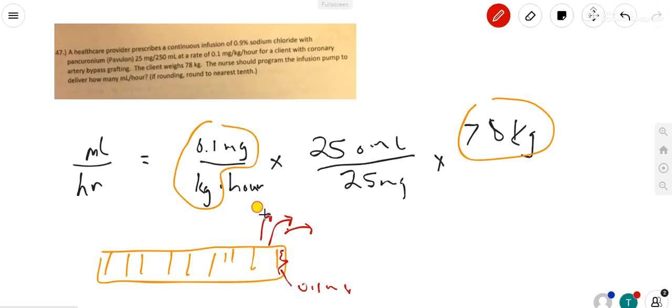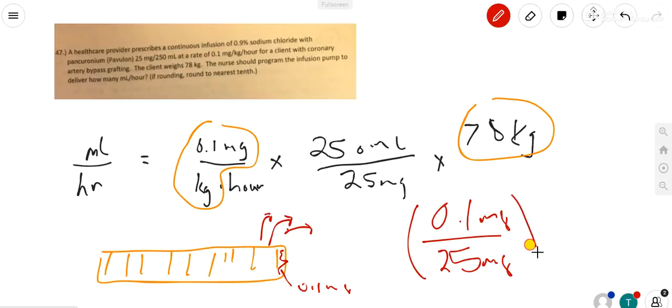So, I don't want to give 25 milligrams, which is going to be in 250 milliliters. So what I need to do is multiply that fraction. Well, that 0.1 milligrams for every 78 kilograms, I need to divide that by the amount that I'm given. I'm given a fraction of that amount. So I'm not giving the whole amount, which is 25 milligrams. I'm giving 0.1 milligram. So this is the fraction that I'm giving. You see what I'm saying?